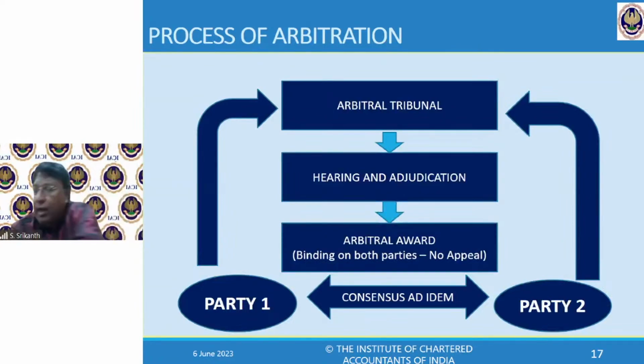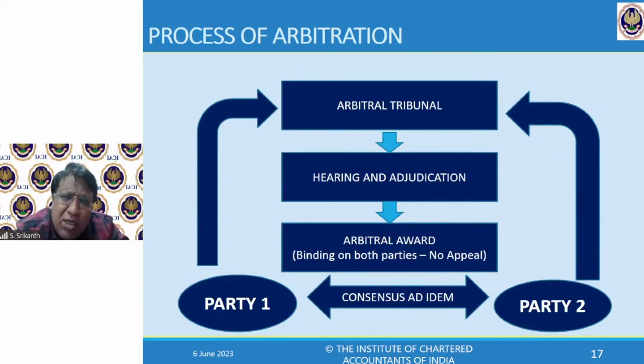Ideally, the arbitral tribunal should be independent, should not have any connection with the dispute, should not have any connection with either party, and should not have any preconceived notion about this for any reason. Once that is established, the arbitral tribunal will be formed, and hearing and adjudication will go on.